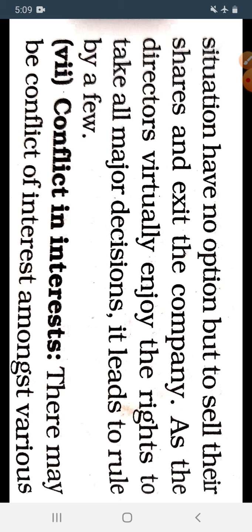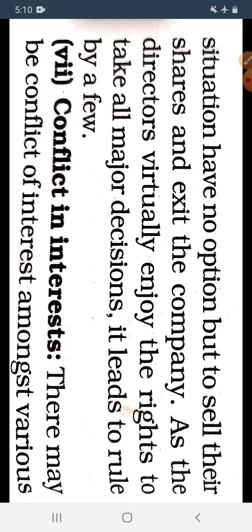As the directors virtually enjoy the right to take all major decisions, it leads to rule by the few. All the directors will enjoy the right to take all the decisions, and it leads to rule by a few, only a few board members, who enjoy all the rights of the company. So we see that in theory a company is supposed to act like a democracy, but in practice it is just an aristocracy and oligarchic management.